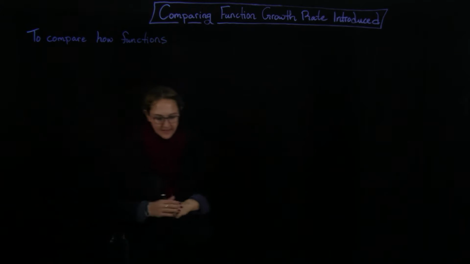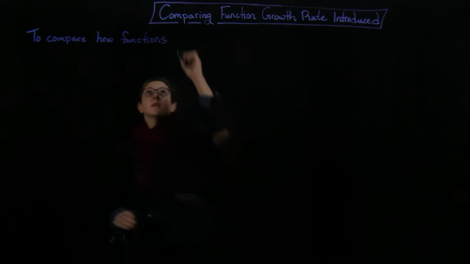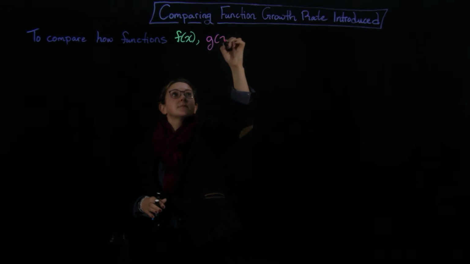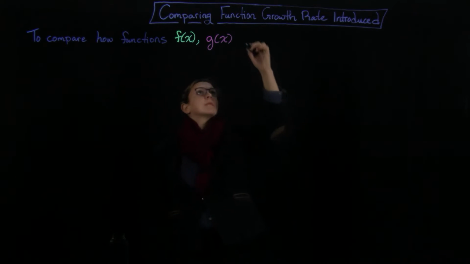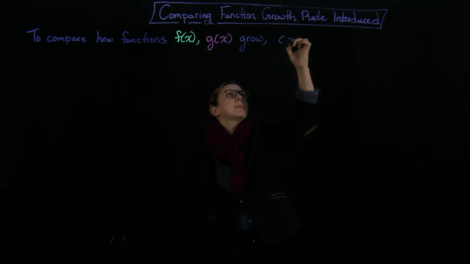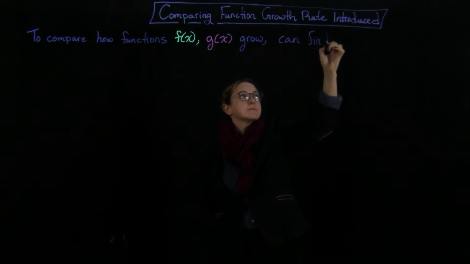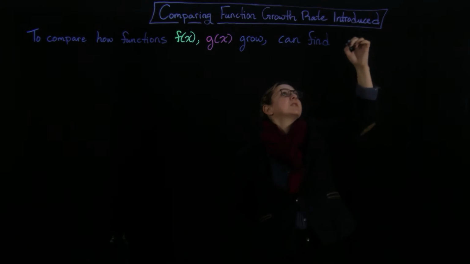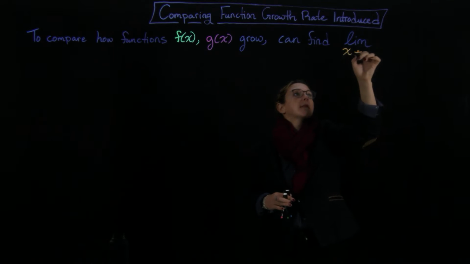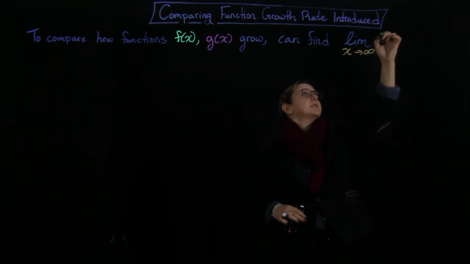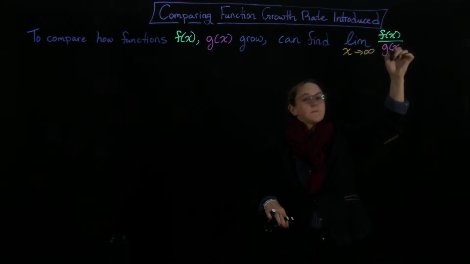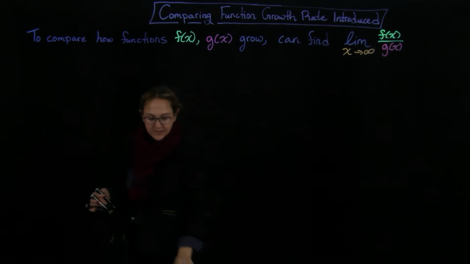So if I have the functions f of x and g of x, how they grow, then what I can do is find the limit as x goes to infinity of f of x divided by g of x. Okay, so here's some that we've already seen.